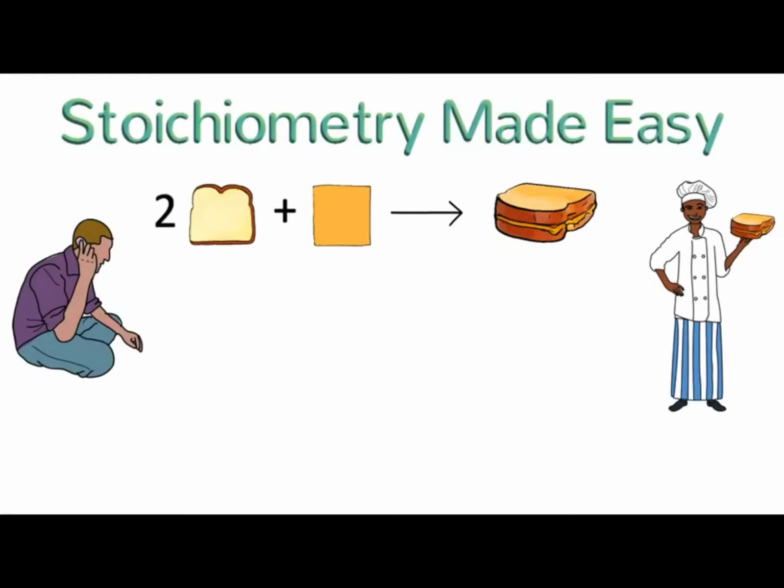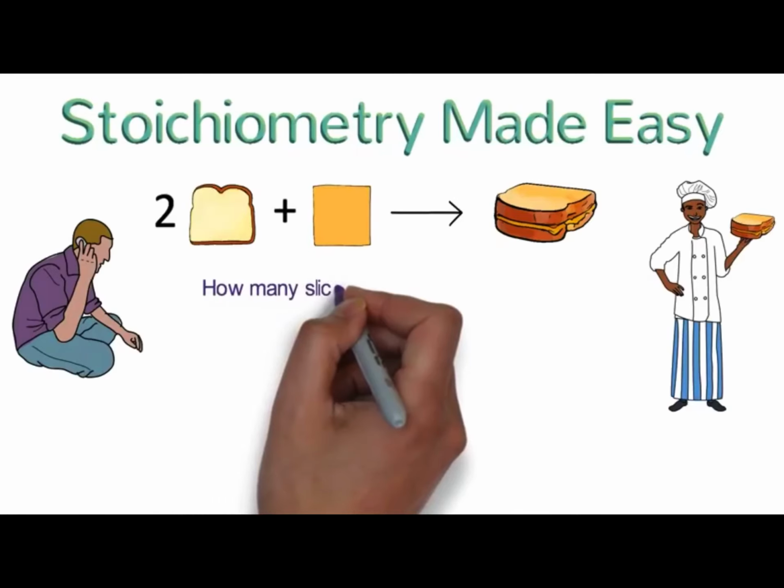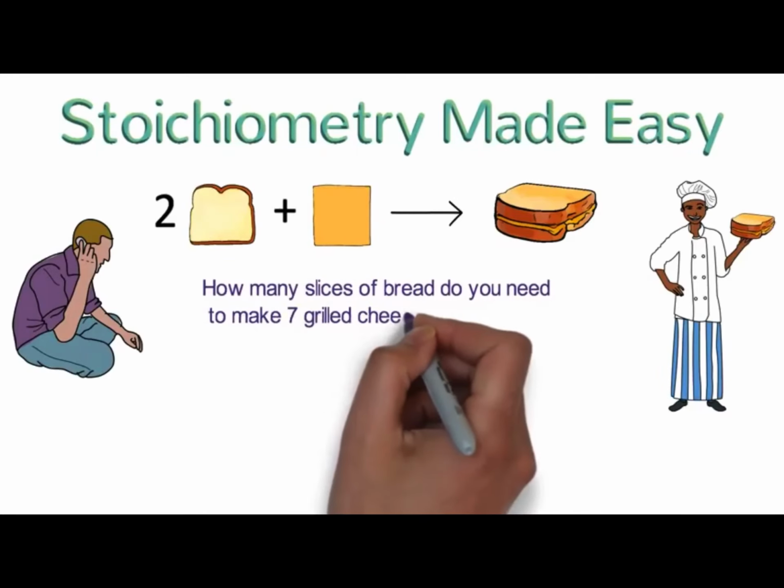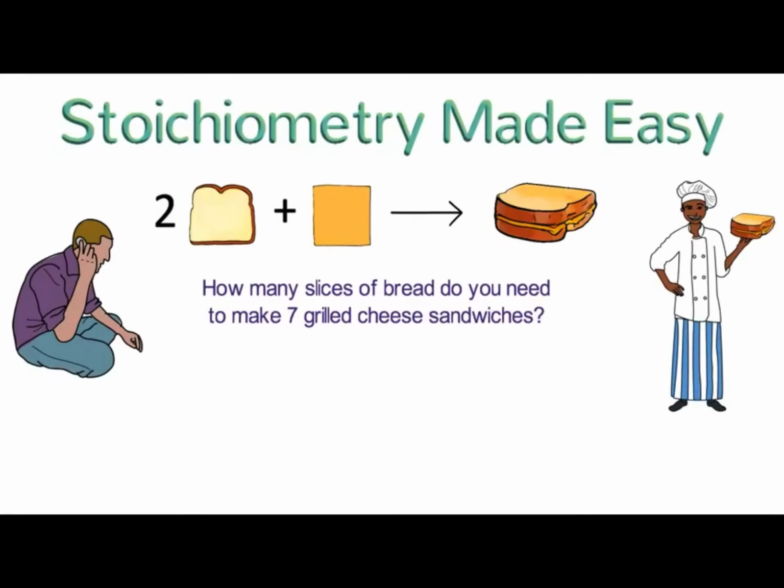In chemistry, the recipe is the balanced chemical equation. So where does stoichiometry come in? Let's suppose you are super hungry and you want to make 7 grilled cheese sandwiches. You need to know how much of each ingredient to use. Let's start with the first ingredient. How many slices of bread do you need to make 7 grilled cheese sandwiches? You can probably solve this in your head, but please follow the logic of my method.